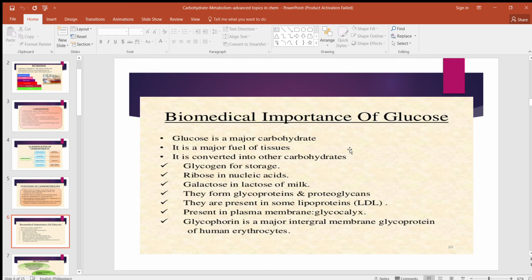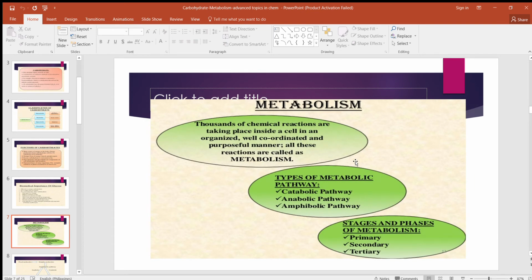Ribose is found in nucleic acids, and galactose in the lactose of milk. They form glycoproteins and proteoglycans. They are present in some lipoproteins, in the plasma membrane, and in the glycocalyx. Glycophorin is a major integral membrane glycoprotein of human erythrocytes. So these are the biomedical importance of glucose.